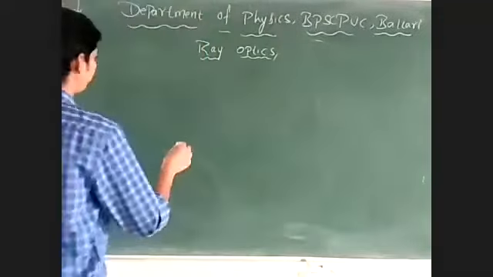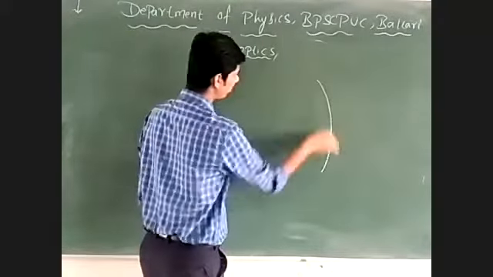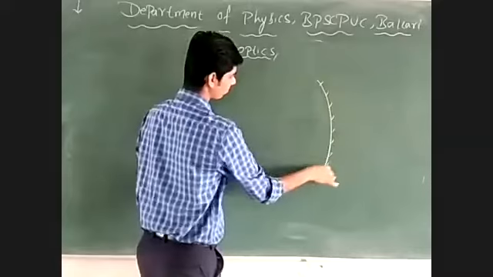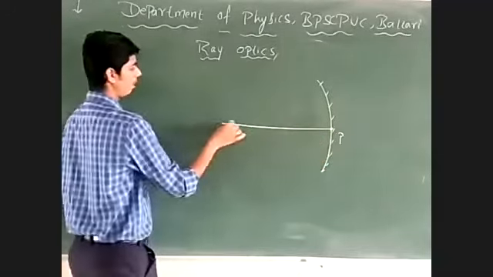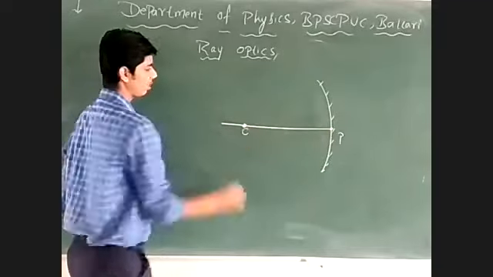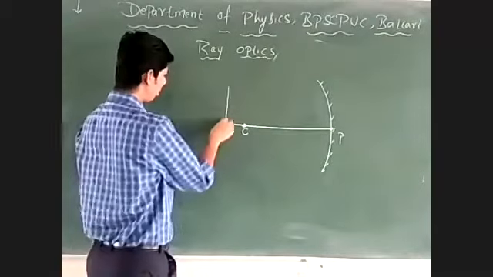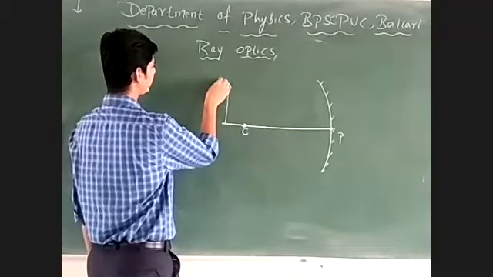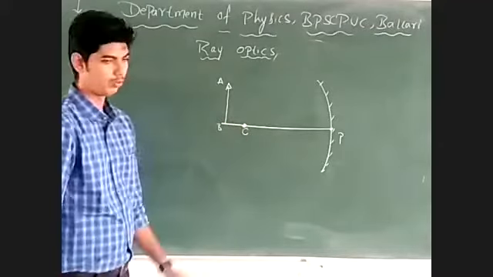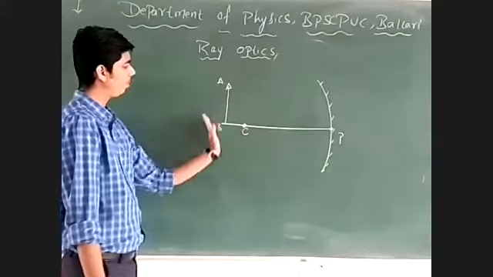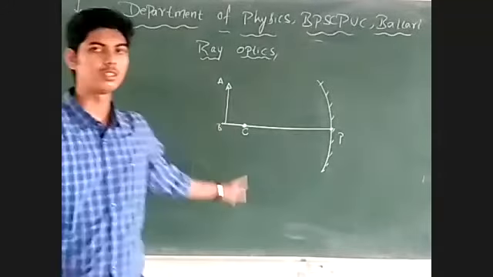See how we do it. Suppose this is a concave mirror. This is the pole of the mirror. Line passing through center of curvature and the pole of the mirror is called the principal axis. Let us place an object, say AB, beyond the center of curvature. I want to form the image of this object.